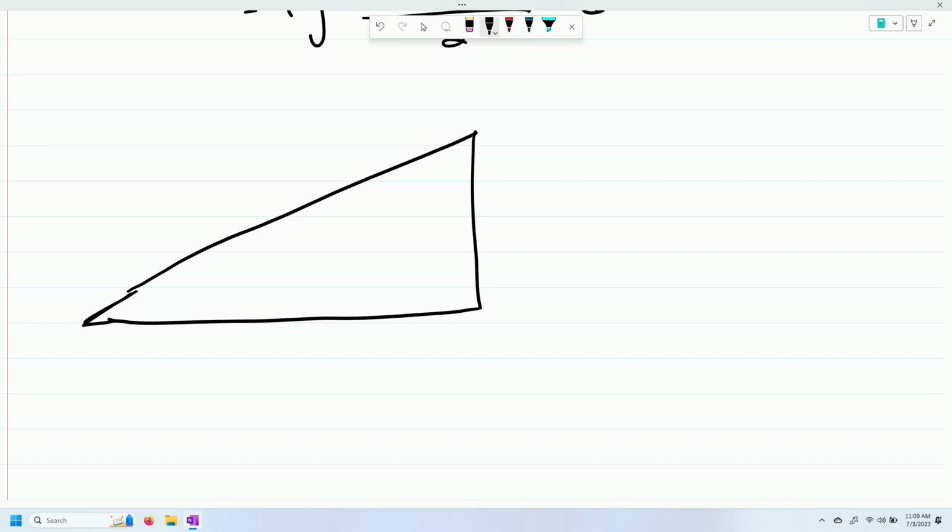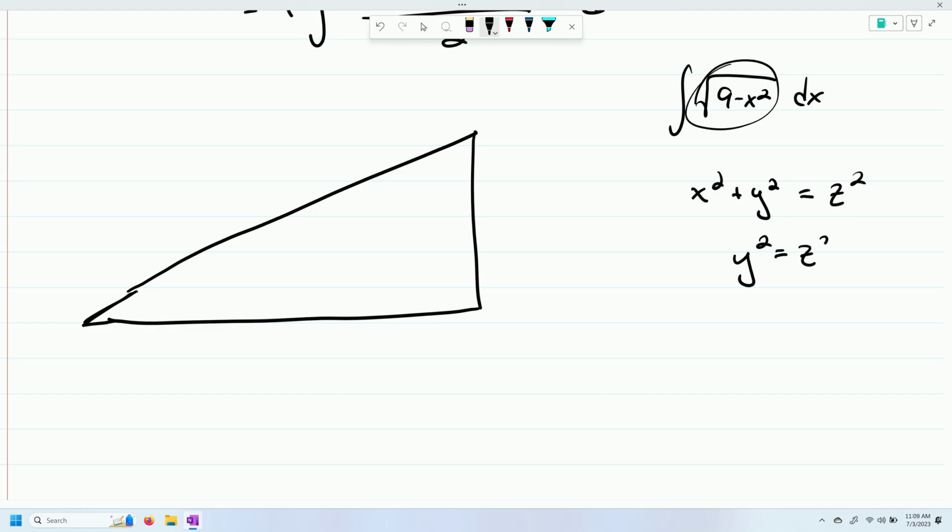Now, one of the things hopefully you were looking at is when I wrote the original problem, the integral of the square root of 9 minus x squared dx, this right here has the form, at least hopefully you're thinking about it, of the top half of a circle. Because remember, x squared plus y squared equals r squared. And in this case, I could solve, let's say, for y squared just by subtracting x squared from both sides of the equation, okay?